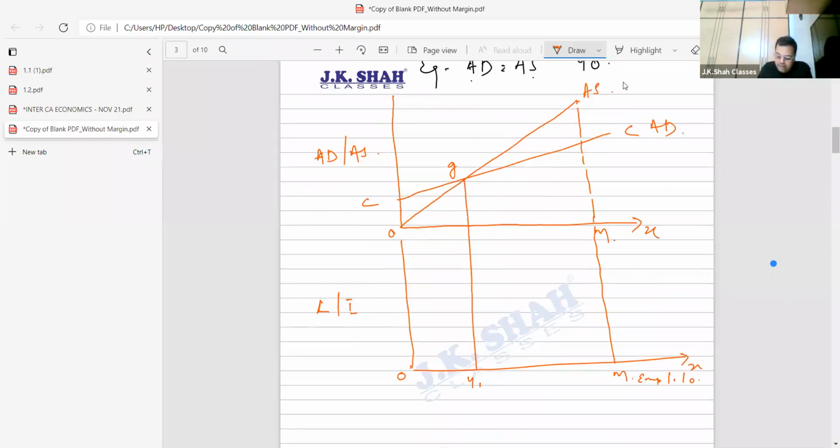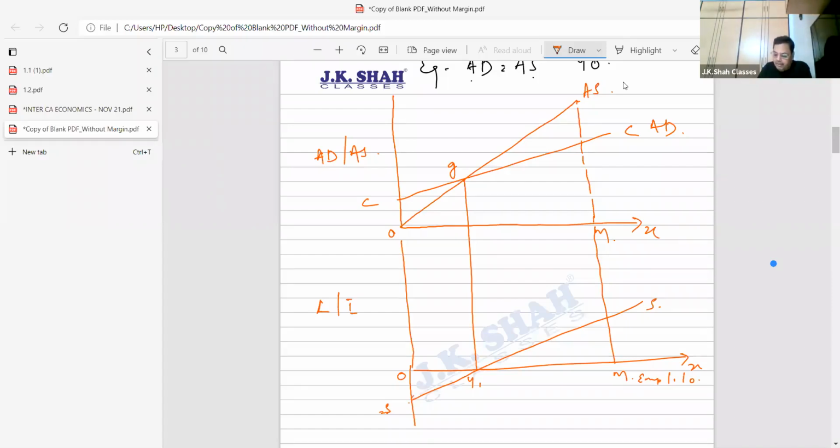If I extend this down, here I'll get the savings curve. This is the diagram for the consumption function. Is it clear? Don't worry, I'm there. You have to pass with good marks. Here your saving is negative, your consumption is more than your income.